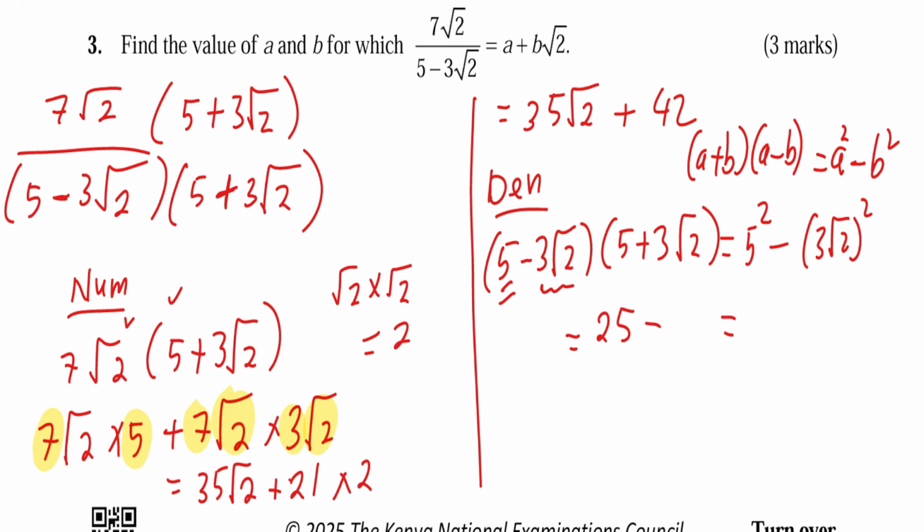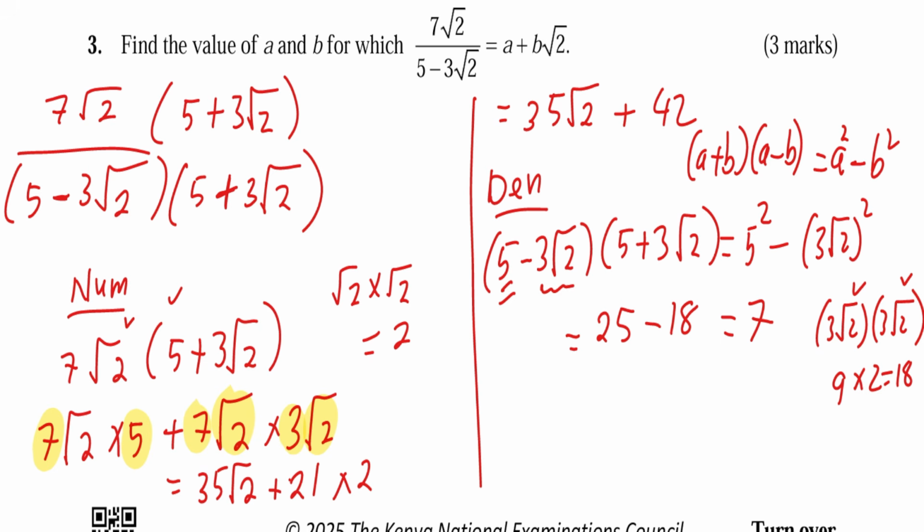Remember, here it is 3 root 2 times 3 root 2. So 3 times 3 is 9, and root 2 times root 2 should be 2. So this is 18. So here it should be minus 18. Sorry, 25 minus 18 is therefore 7. So the answer at the bottom gives 7.